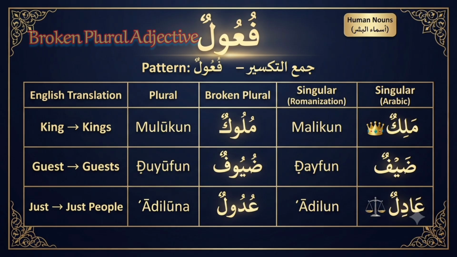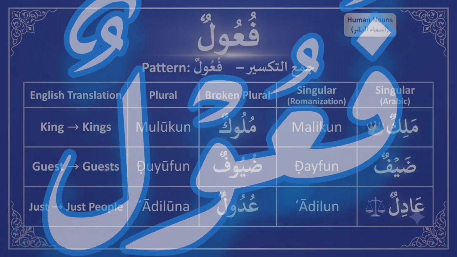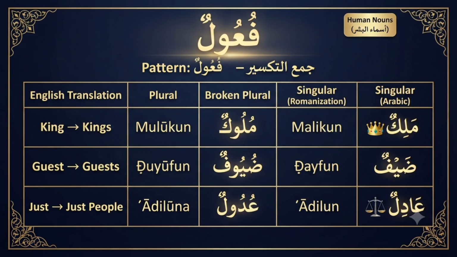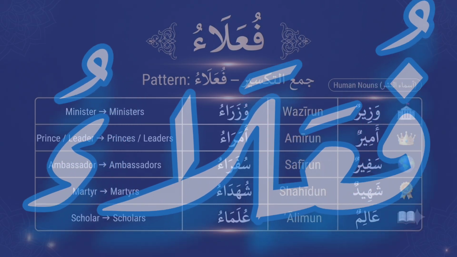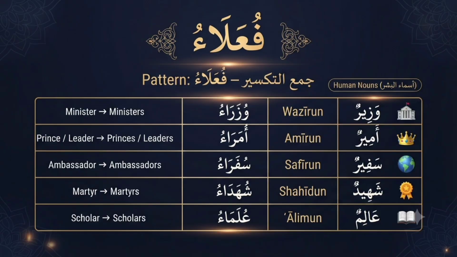Anyhow, we also have a broken plural adjective on the pattern فعول, like عادل, its plural, just, عدول, meaning just or fair. Another pattern is فعلاء: وزير, وزراء.